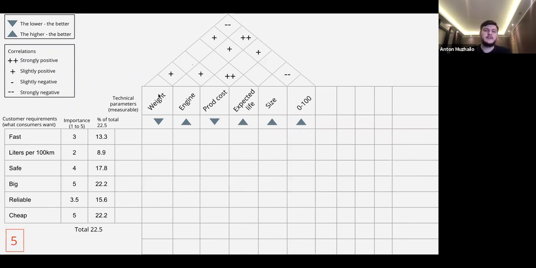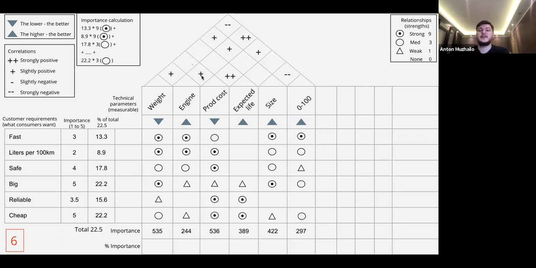Then we need to establish the correlation between the technical parameters inside. For example, compare weight with each of those. Weight with engine, weight with production cost, weight with expected life, weight with size, etc. So we have 4 types of correlation. Strongly positive means like weight and engine, they are related to each other, but not strongly, right? For example, the engine and the acceleration have a strong positive correlation, right? So the bigger the engine, the better the acceleration. There are also strongly negative ones right here. So the bigger the size, the smaller the acceleration. That's correct. Strongly negative correlation. And see, empty points here mean they do not correlate directly, like weight and production cost. They do not correlate.